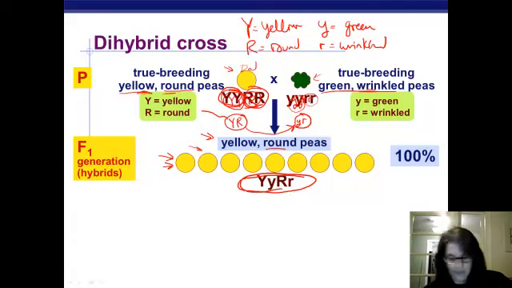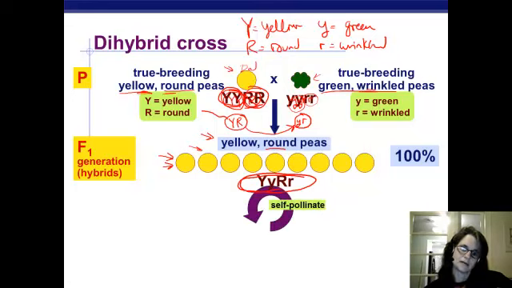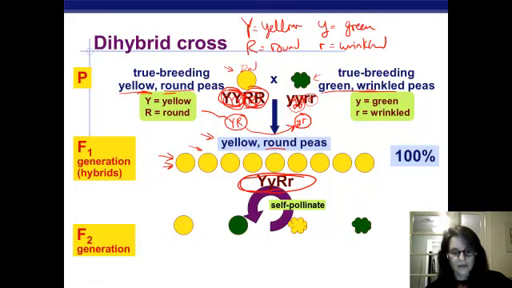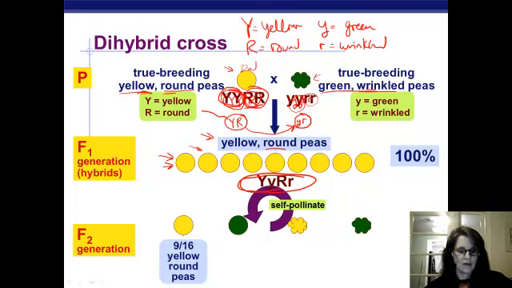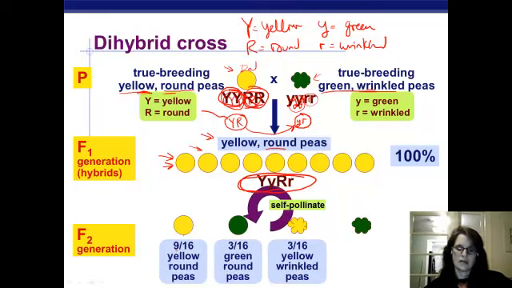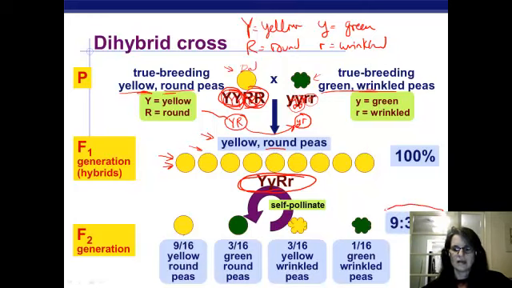Okay? Now, let's let these plants self-fertilize. Let's let these plants grow up, produce flowers, and self-fertilize, and then plant the offspring, and let's see what we get. Okay? What Mendel noticed was that if he let thousands of babies be born from this cross, 9/16 of them would be yellow and round, 3/16 would be green and round, 3/16 would be yellow and wrinkled, 1/16 would show the complete recessiveness. Okay? The ratio he would get is a 9 to 3 to 3 to 1 ratio.